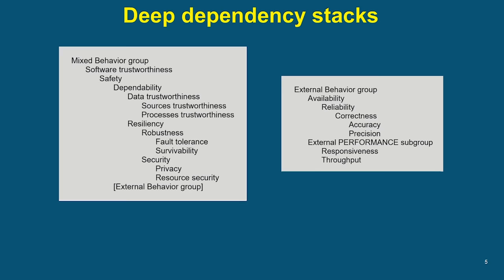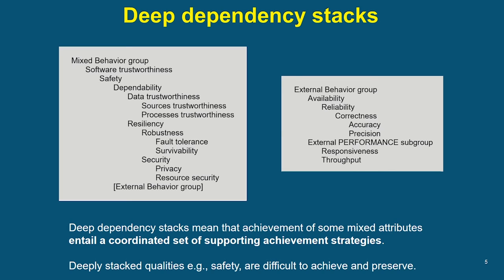We already understand that one quality attribute may depend on another. The LightRM quality model says that all external and mixed qualities depend on all internal qualities. In addition, some mixed qualities, such as safety, depend on many other mixed and external qualities. A quality attribute with a deep dependency stack, such as safety, is fragile. It is both difficult to achieve and to preserve. If a quality's dependency stack is not clearly understood, the likelihood of achievement is small and preservation is unlikely.